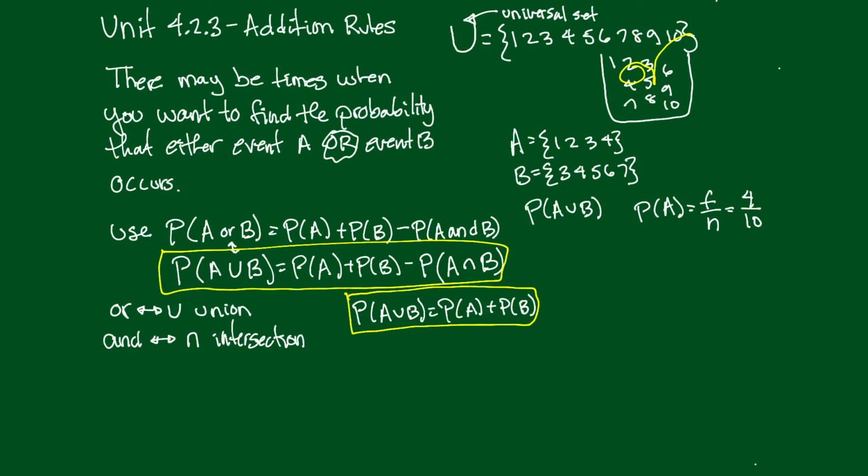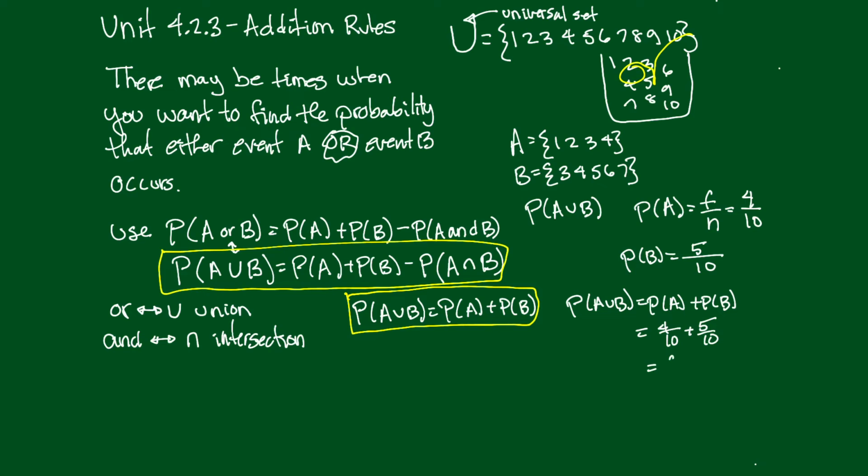And then the probability that B occurs: same idea. There's 10 possible outcomes, and B will occur if one of these numbers comes up: 3, 4, 5, 6, 7. So there's 5 of those, 5 possible ways that could happen. Now, if we just add these together, what are we going to get here? We're going to get 4 tenths plus 5 tenths.